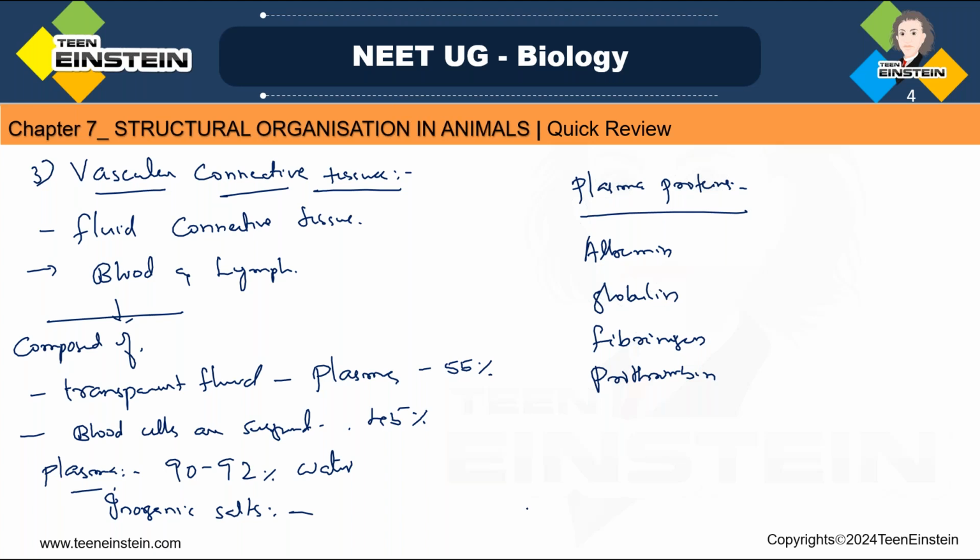So 90 to 92% of plasma is water. Then inorganic salts like sodium, calcium, potassium, chlorine, magnesium, all these things are present. Then plasma proteins are present: fibrinogen, albumin, globulin, prothrombin. Then organic waste materials, regulatory substances like hormones and enzymes, then nutrients, gases like nitrogen, carbon dioxide, oxygen, all these things will be present in the plasma. Clear?